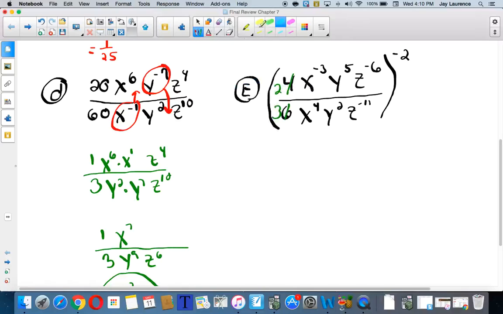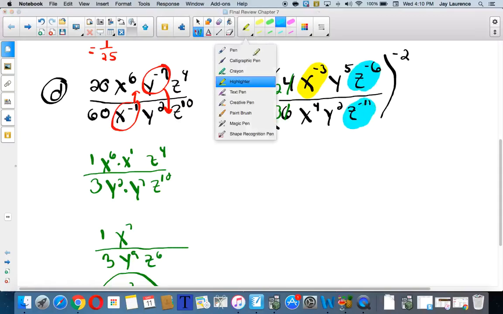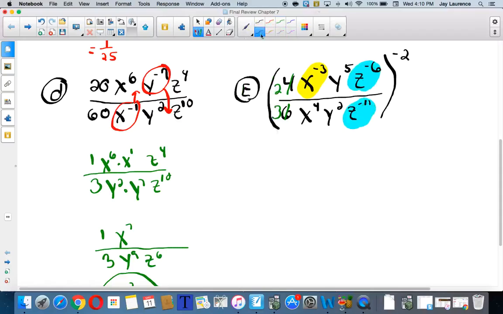The x to the negative third is moving to the denominator, right? The z's are going to switch places. The z to the negative 6th will go to the denominator. The z to the negative 11th will go to the numerator. I'm not going to worry about that negative 2 outside yet. I'm going to simplify everything as best I can, and then I'll worry about the negative 2.